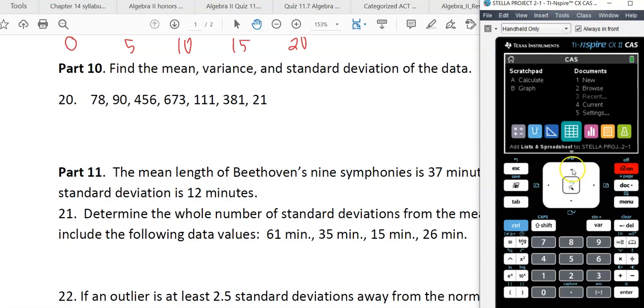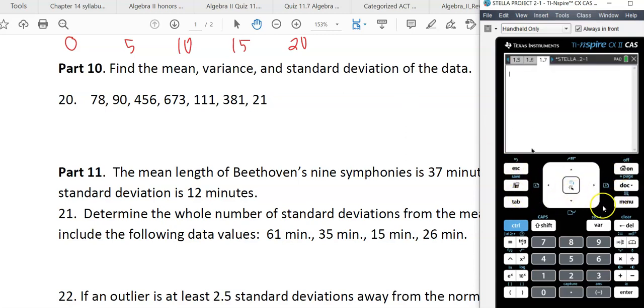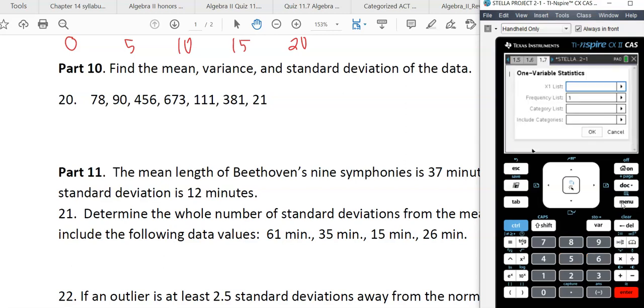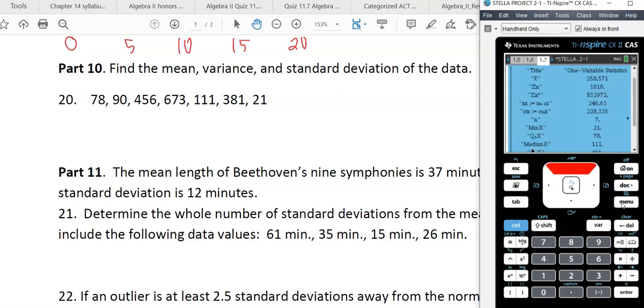Okay, I'm going to do one variable stats on that number. So I'm going to go to calculator page, menu, 6, 1, 1. And you're going to choose numbers. And you get mean 258.57. You get a standard deviation for the population is 228.335. And to get the variance, you've got to square this term.